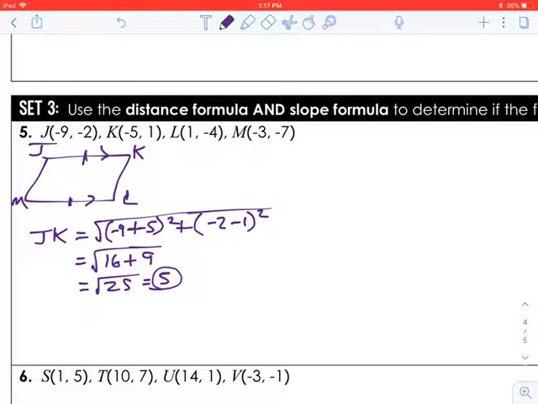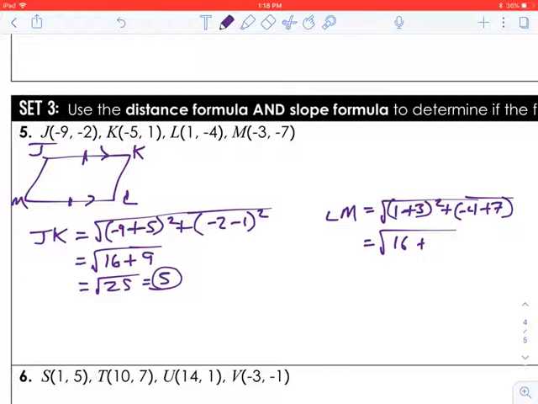And so let's find the distance of LM. So that's opposite. So 1 minus -3 is plus 3 squared. And then -4 minus -7, which is plus 7 there. And so we get 4 squared is 16 plus 3 squared is 9, which is indeed square root of 25. So 5. So distance is good.